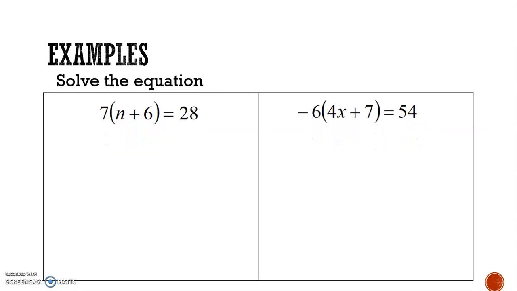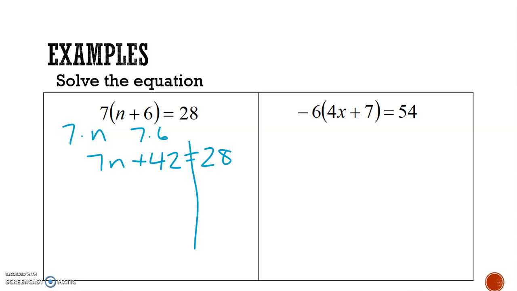All right, so here's our first one. 7 times n plus 6 equals 28. So we're going to do 7 times n and 7 times 6 first. All right, so 7 times n is 7n. 7 times 6 is a positive 42, so plus 42, and that equals 28.